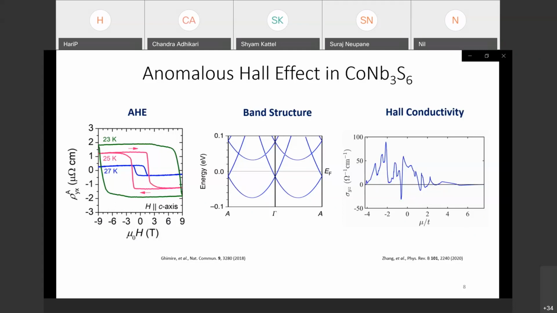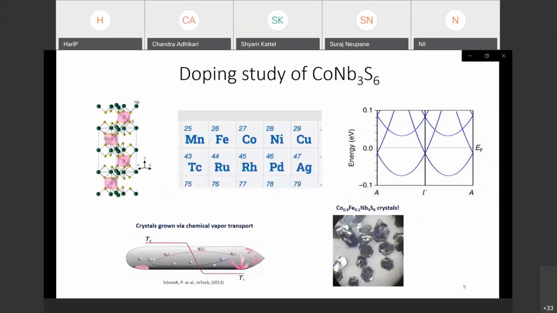Therefore, if the proposed scenario is true, that the anomalous Hall effect observed in this material came from the band structure, and that the Hall conductivity is sensitive to the location of the Fermi energy, it would follow that chemical substitution could affect it. And since the Fermi energy is very close to the Weyl node, we should be able to tune it by doping the parent compound cobalt niobium-3 sulfur-6 and then observe the changes in the band structure. This idea was the basis of our study.